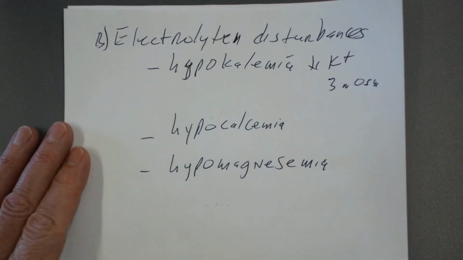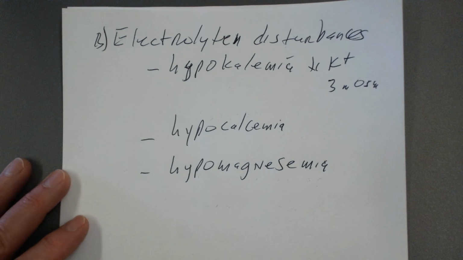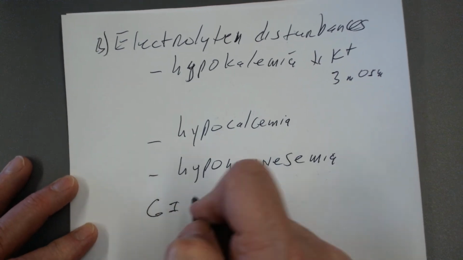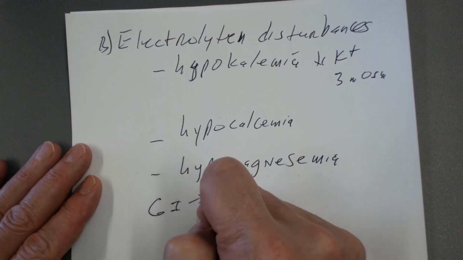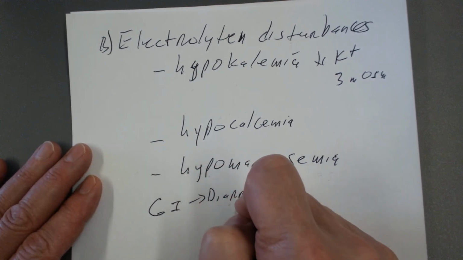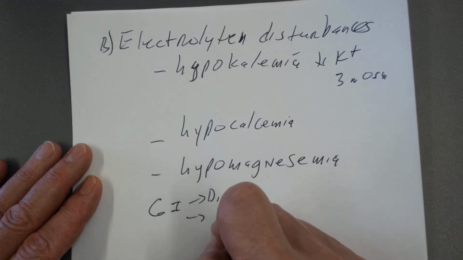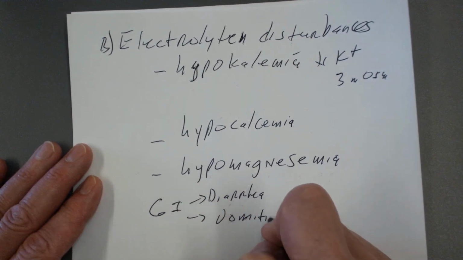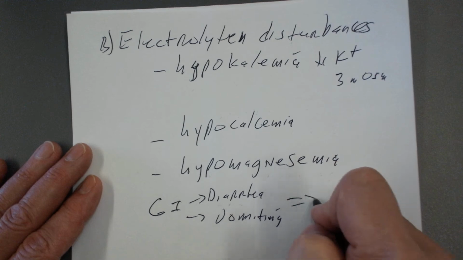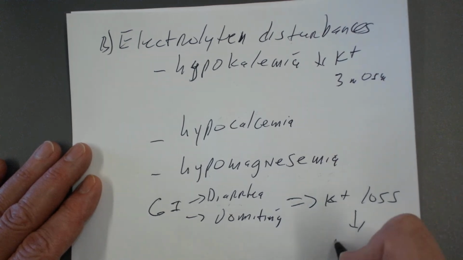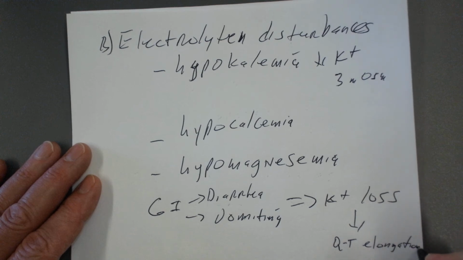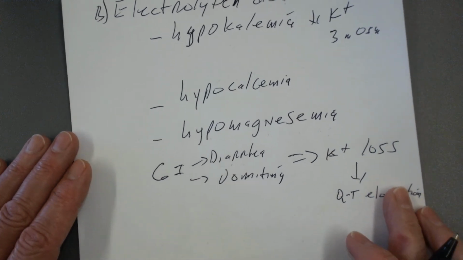You want to look for these if someone has had some sort of GI disturbance, they've lost a lot of potassium because of either diarrhea or vomiting. These can cause potassium loss and cause QT elongation. So that's something to be aware of.